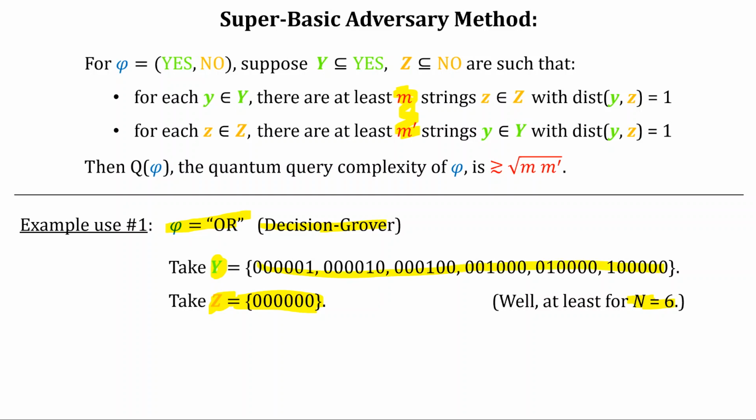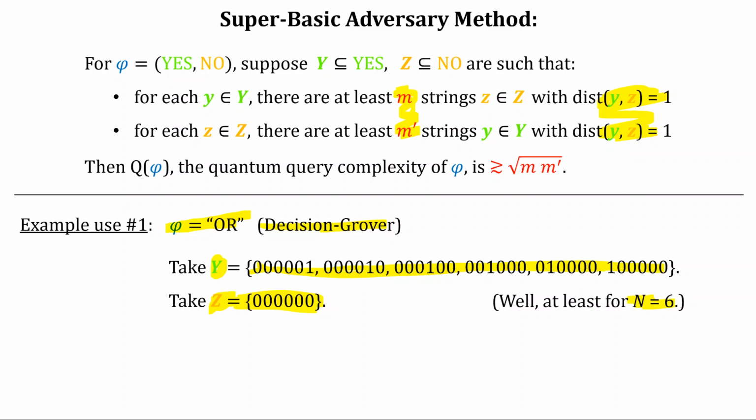And in order to get these two properties, where there are a number of pairs of y, z strings at Hamming distance 1, it better be the case that all the strings in Y have exactly one 1 in them. So all of which is to say that you should take Y to be the set of all strings with exactly one 1.